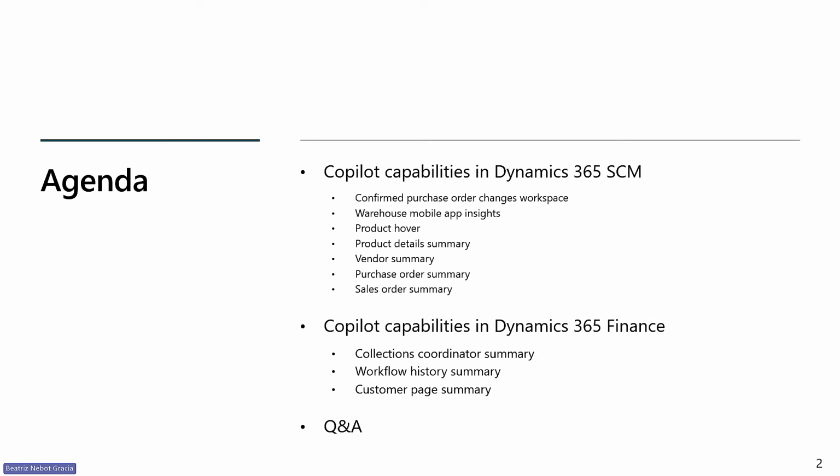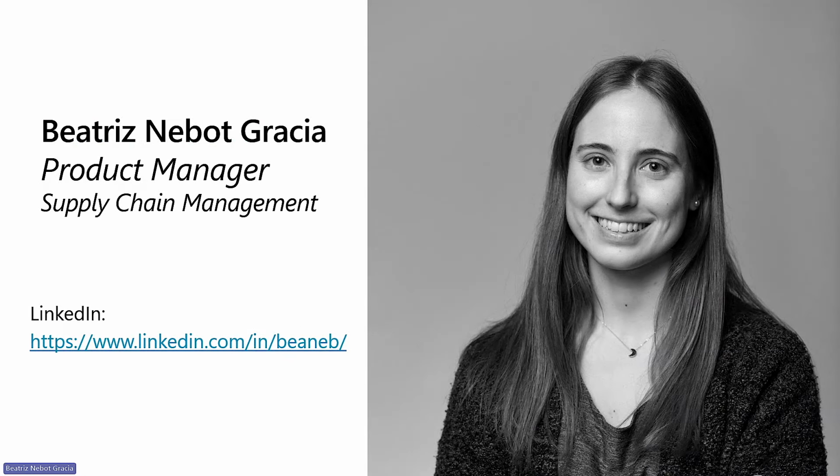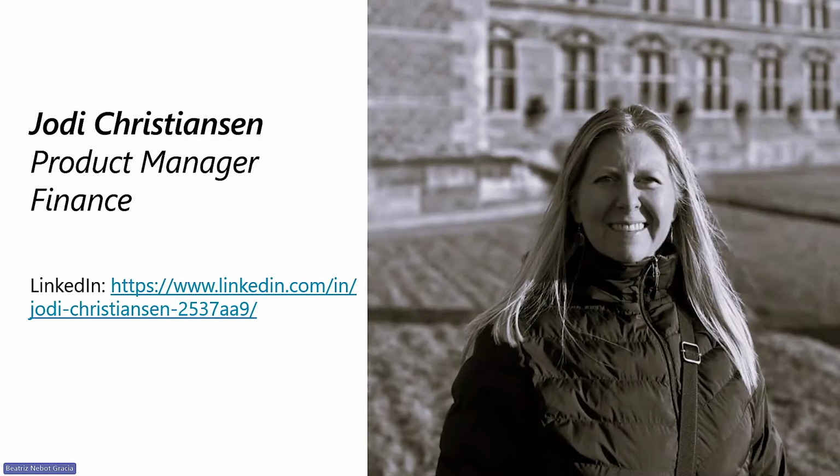And same for finance, we have 3 different summarization features that are coming as well. You'll see that the summarization features have some things in common, but at the same time, some differences and are brought in different contexts. So myself, I'll be talking about the different SCM features and capabilities. And then for the finance side, we'll have Jodi and Eric.